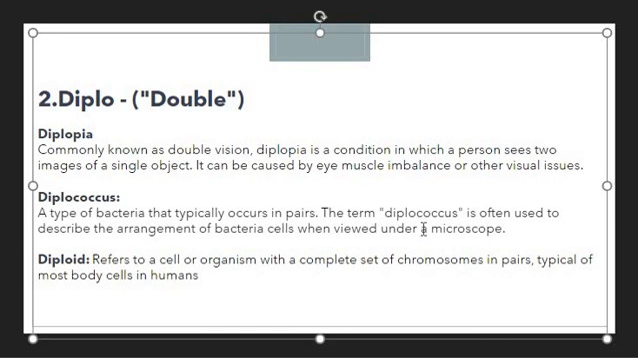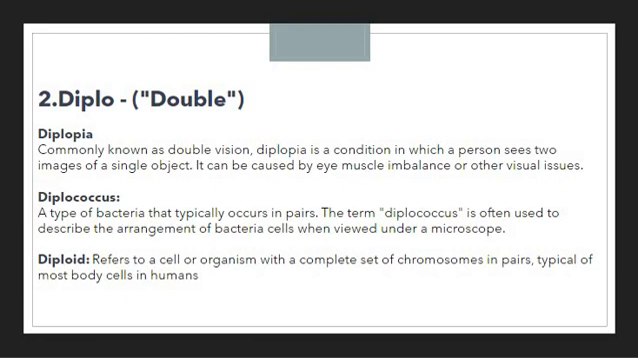Then we have diploid, which refers to a cell or organism with a complete set of chromosomes in pairs, typically of most body cells in humans. So again we are using the sense of pair. For this also we are using the medical prefix diplo.